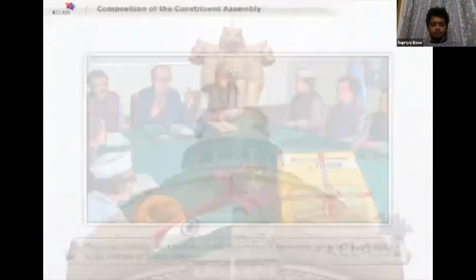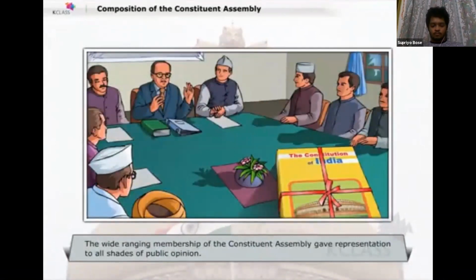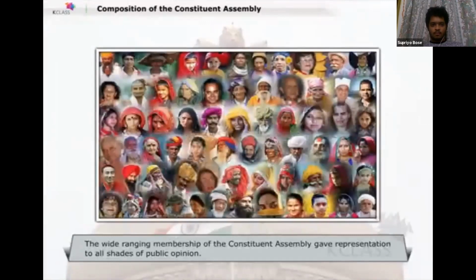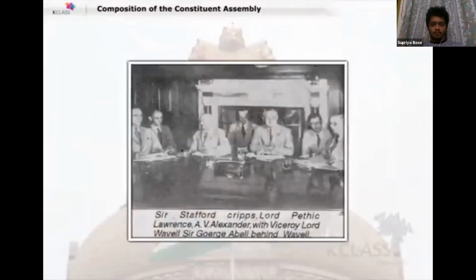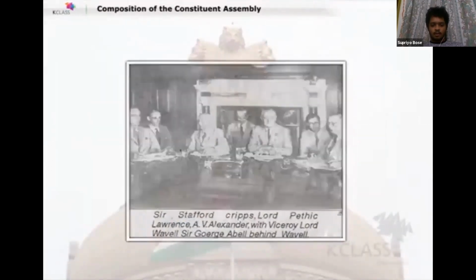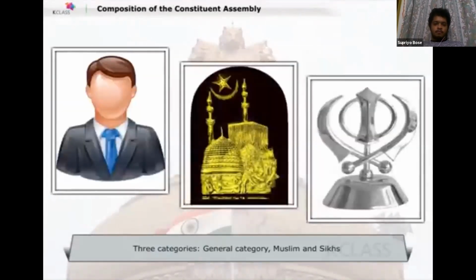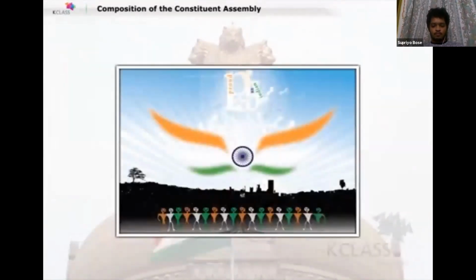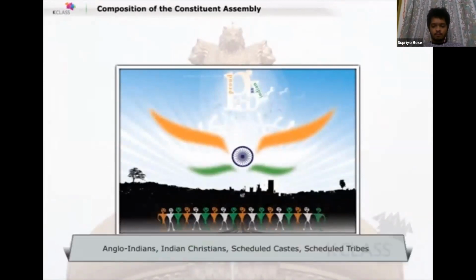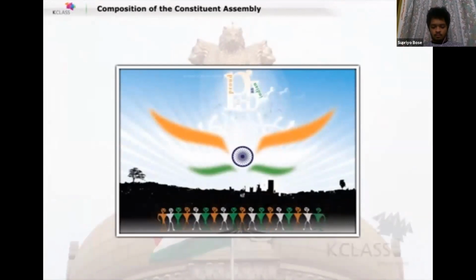The wide-ranging membership of the Constituent Assembly gave representation to all shades of public opinion. The cabinet mission plan had ensured representation to only three categories: the general category, Muslim and Sikhs. The Congress leaders had ensured that other communities like Anglo-Indians, Indian Christians, scheduled castes and scheduled tribes got representation.